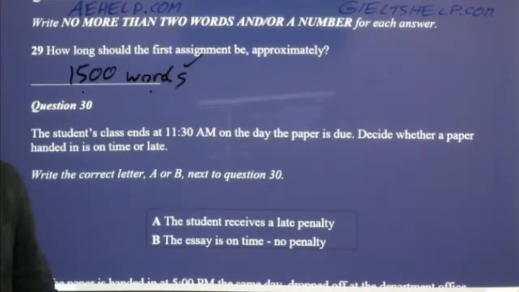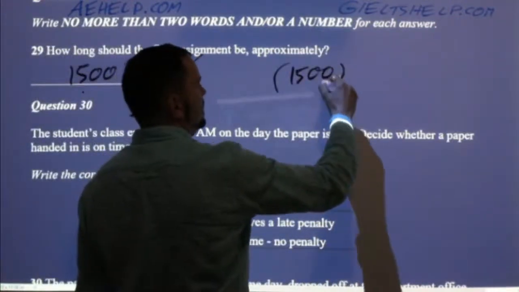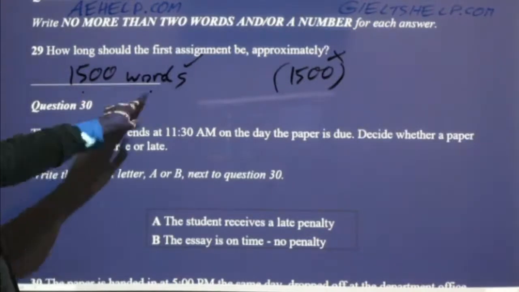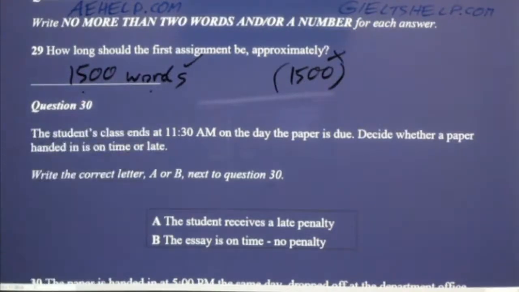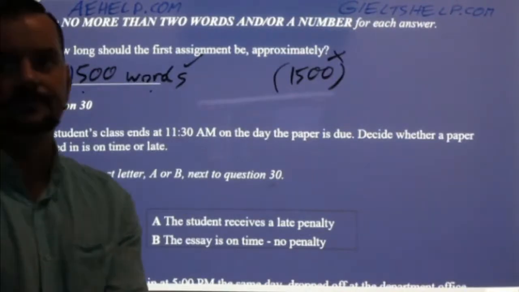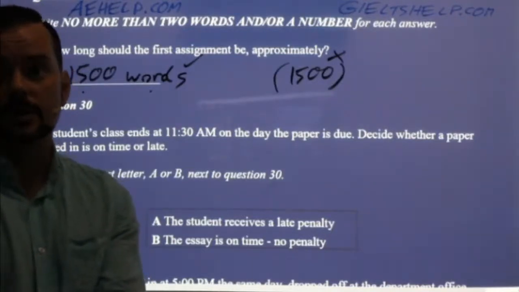Why? So if you write 1,500 only, most likely this will be marked wrong. Why is that? Can anybody tell me why you need both 1,500 and words to make sure that you get this correct? No, you shouldn't put words in brackets. Okay, be confident that the word is needed or don't use it. Don't bracket words in your answers, okay?